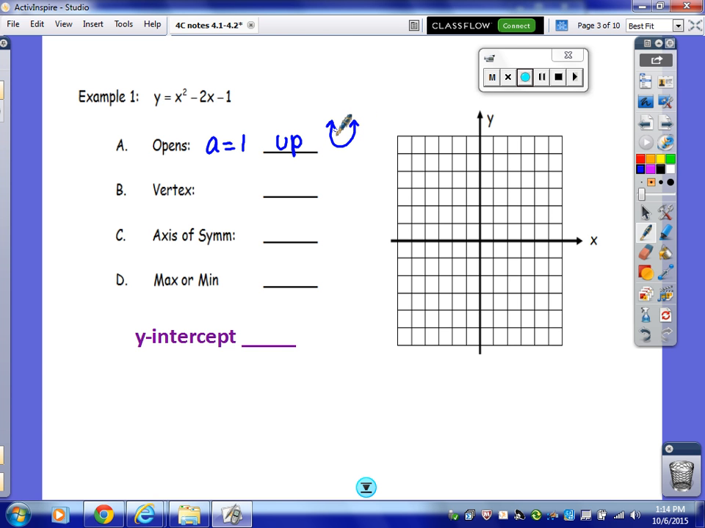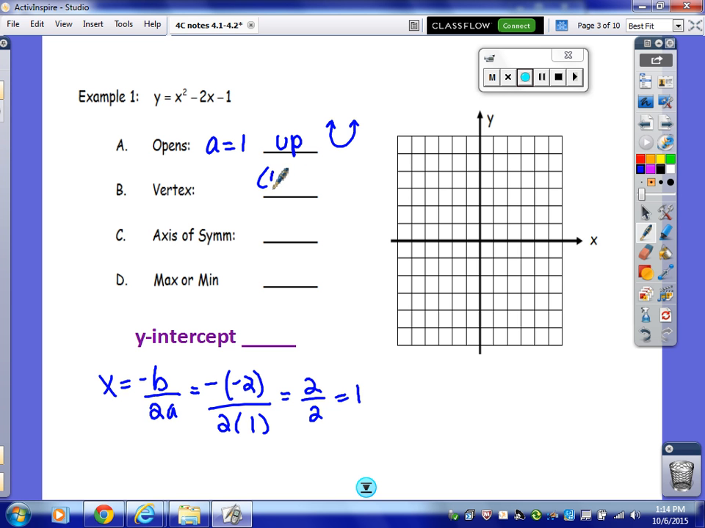All right, let's find the vertex. Here's where we require some math. So x is equal to the opposite of b over 2a. Well, in this case, b is negative 2. So the opposite of negative 2 over 2 times 1. So you get 2 over 2, which is equal to 1. So the x value of my vertex is 1.